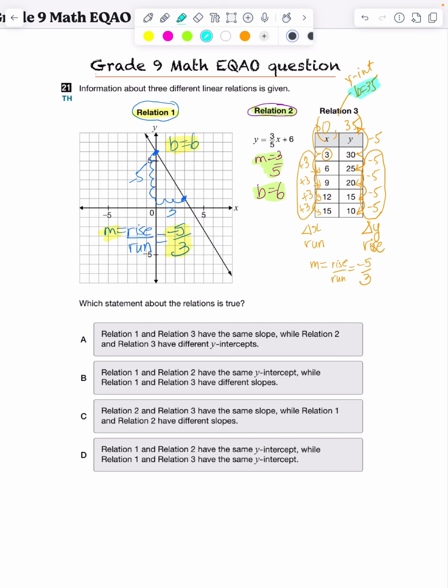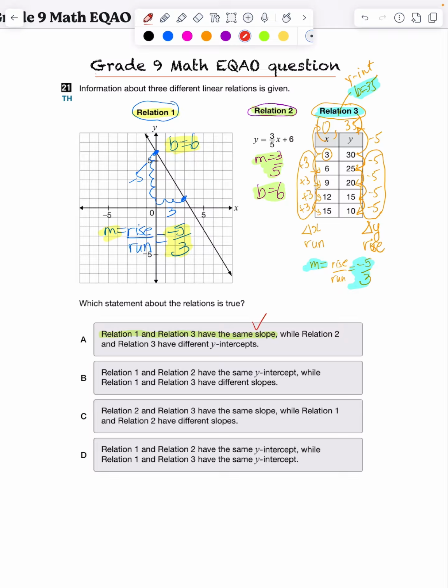That's for relation number 3. That's our y-intercept, and here is our slope. So if you notice, the slope in 1 and 3 are exactly the same. Relation number 3. So now it's time to look at our options in the multiple choice question. Multiple choice question number 1 states that relation number 1 and relation number 3 have the same slope. Is that true? Yes, it is.